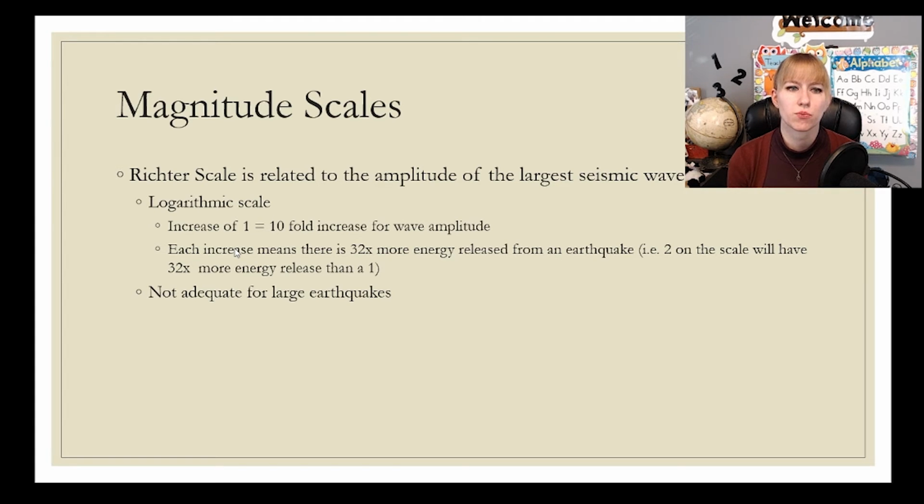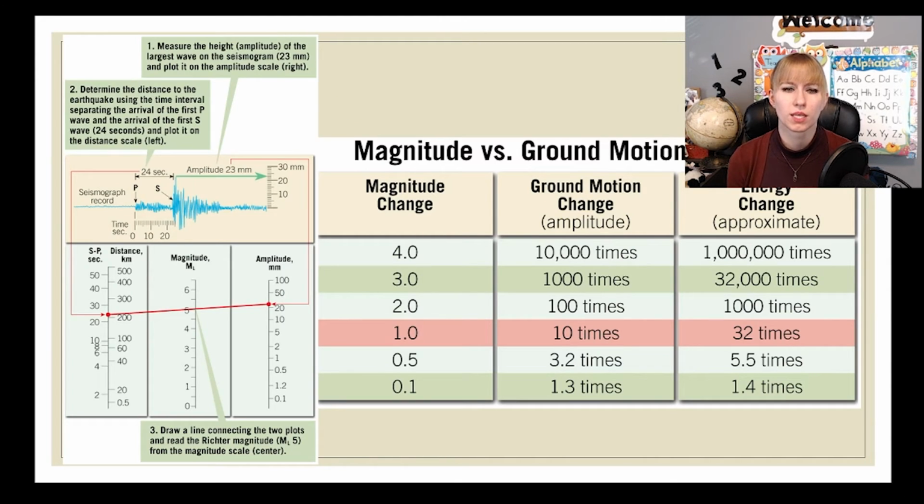The next one is the Richter scale, and it is related to amplitude of the largest seismic wave, and this one is a logarithmic scale. An increase of 1 means a 10-fold increase for wave amplitude. An increase of 1 also means that there is 32 times more energy released from an earthquake. So for example, a 2 will have 32 times more energy released than a 1. And it is not very adequate for large earthquakes. However, it is the one that we do hear the most in the news. And this is how it looks.